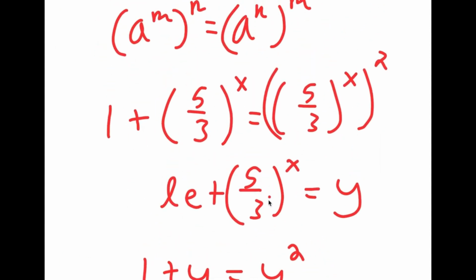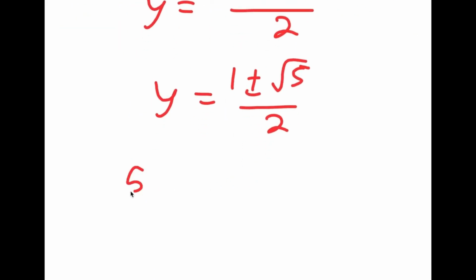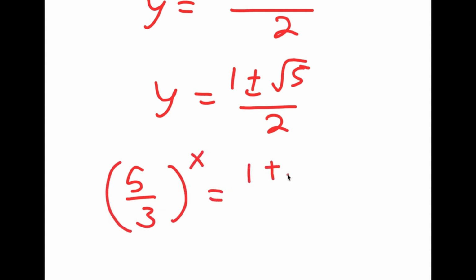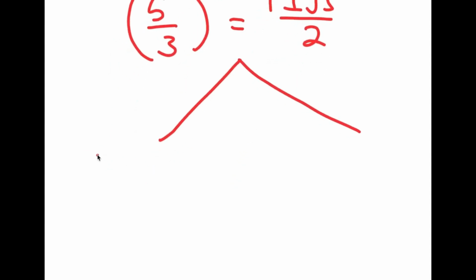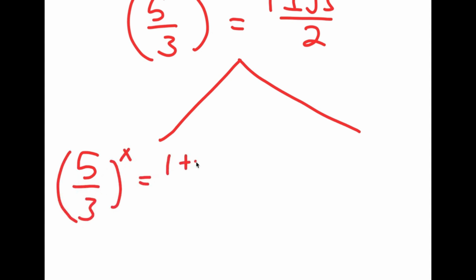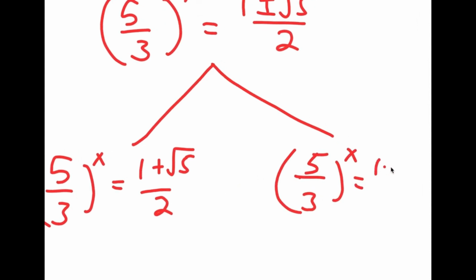Now remember how we let (5 over 3) to the power of x equal y. So I have (5 over 3) to the power of x equals 1 plus or minus the square root of 5, over 2. So now this gives me two equations. I have (5 over 3) to the power of x is equal to 1 plus the square root of 5, over 2, and (5 over 3) to the power of x is equal to 1 minus the square root of 5, over 2.